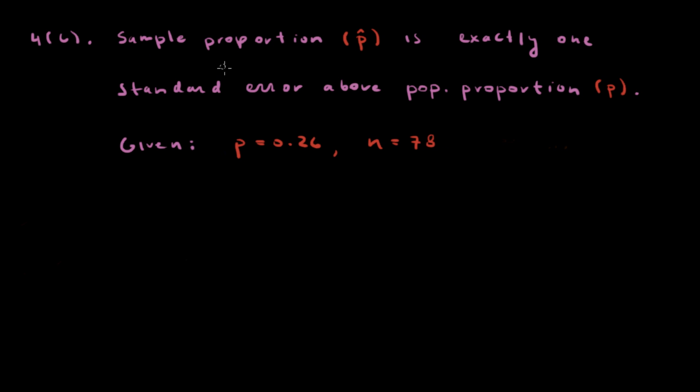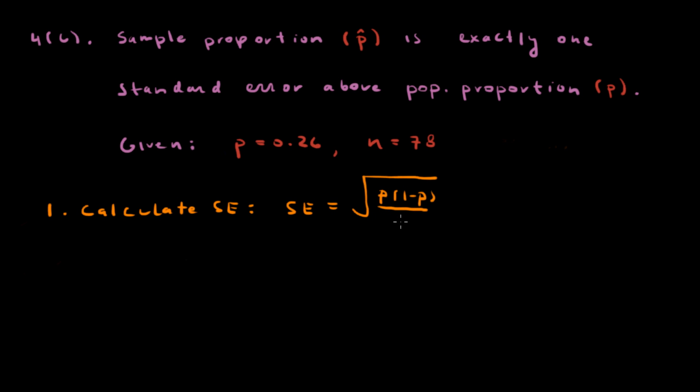And again, we're told that the sample proportion is one standard error above the population proportion. We want to know what P hat is. So to do this, first thing you need is to calculate standard error. So we have this formula, square root of P times 1 minus P over N. If you plug in 0.26 for P, plug in 78 for N, and take the square root of all that, you get 0.05.